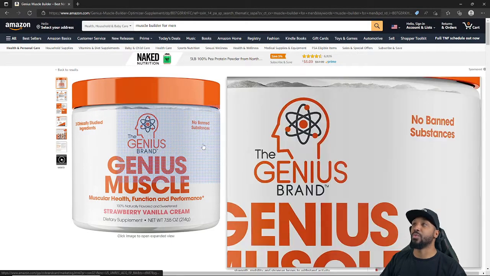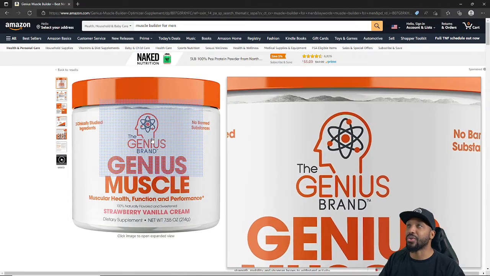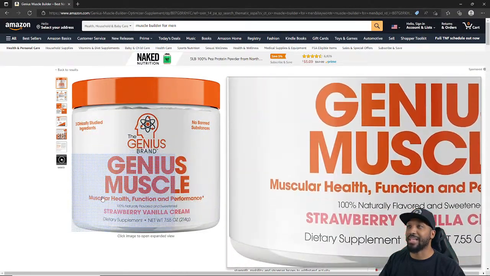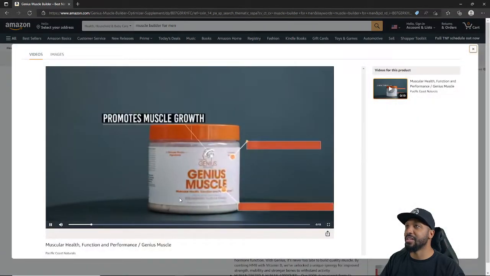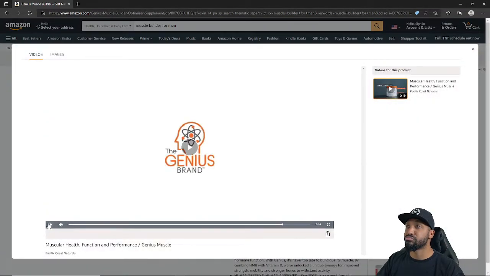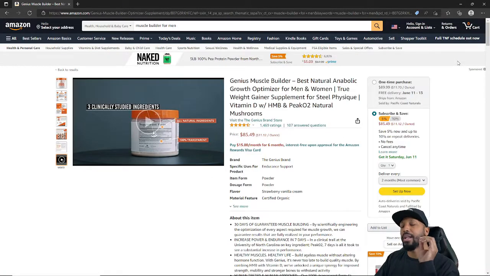Now I'm wondering, what does it look like? Like, what does the powder look like? I'm trying to see what color it is. And if I look through these images, oh, a video. Are they going to show me? Okay. The point of this exercise is you want to answer the customer's questions, literally.